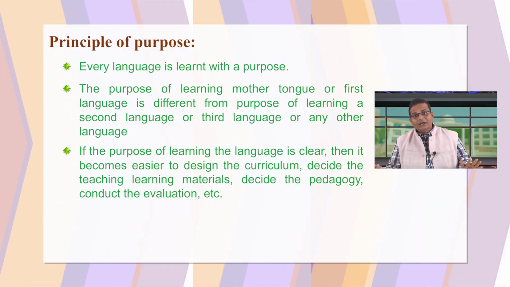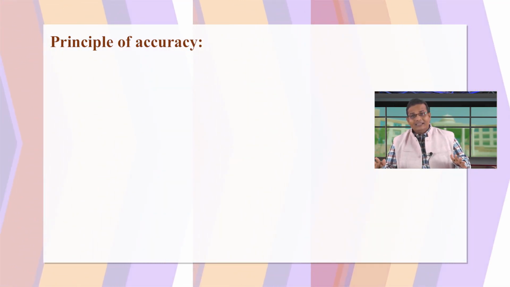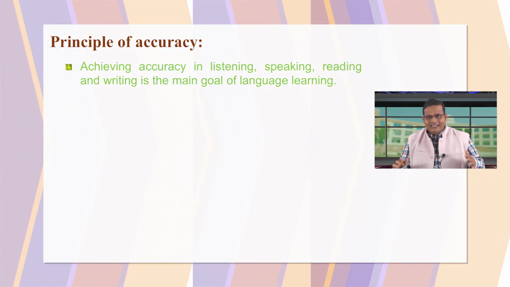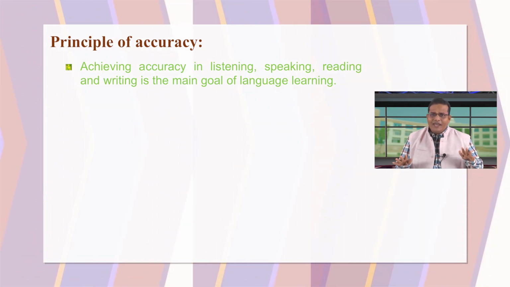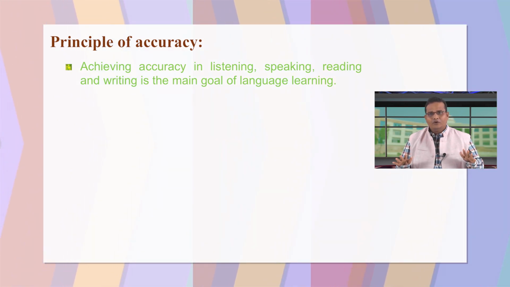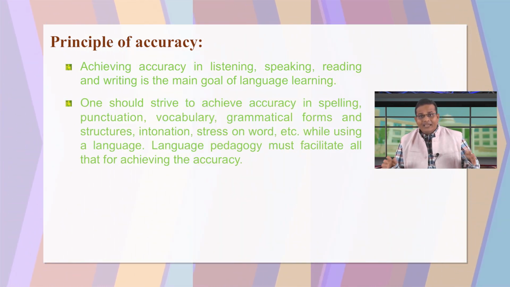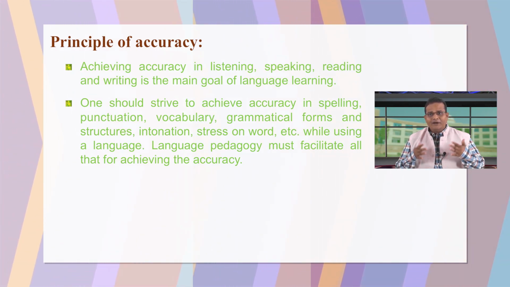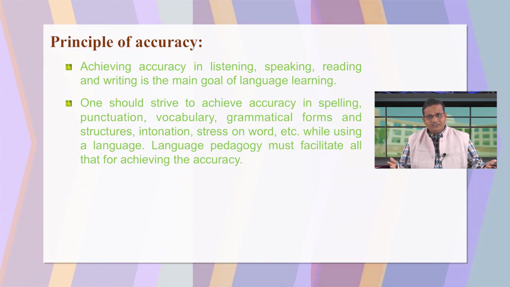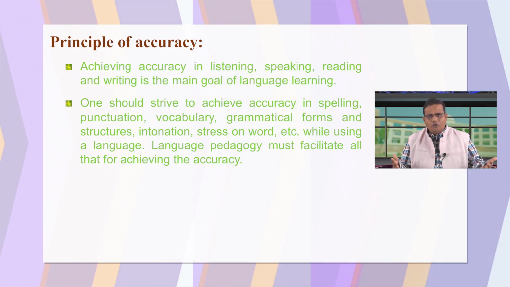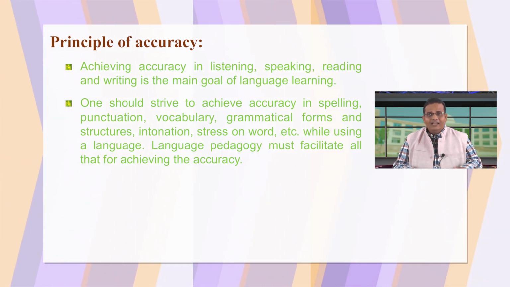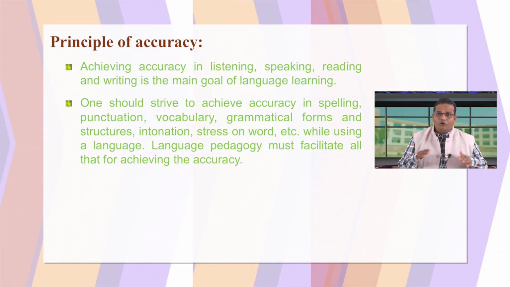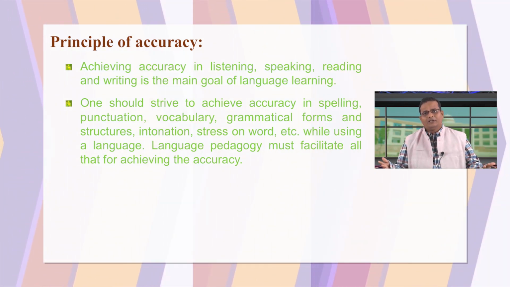Another principle is the principle of accuracy. Achieving accuracy in listening, speaking, reading and writing is the main goal of language learning. One should strive to achieve accuracy in spelling, punctuation, vocabulary, grammatical forms and structures, intonation, stress on words, etc. while using a language. Language pedagogy must facilitate all that for achieving the accuracy.